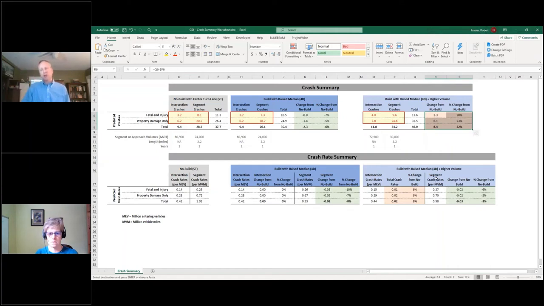And then you've got a good story on the segments, but our segment crash rate is still going down. On a per mile traveled basis, we've got good performance. It's better than it is now. So we're serving them better on the segments, but at the intersections, it's worse. Our rate is worse, and we've got more crashes.